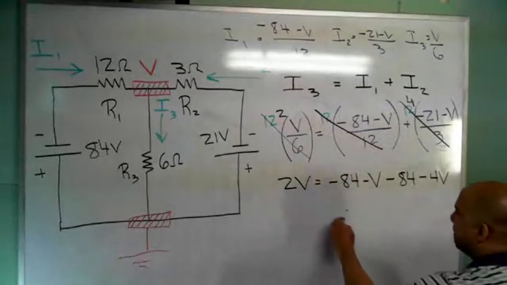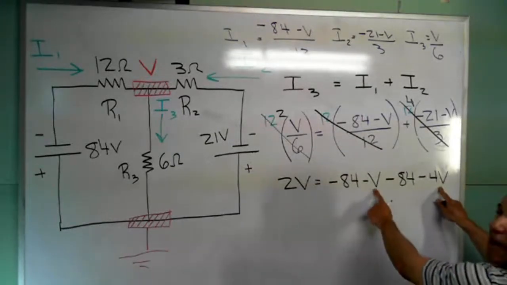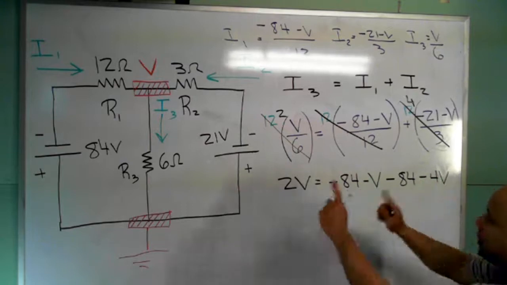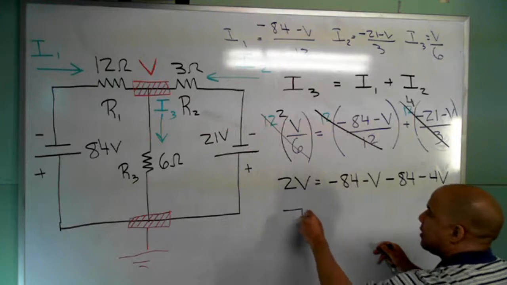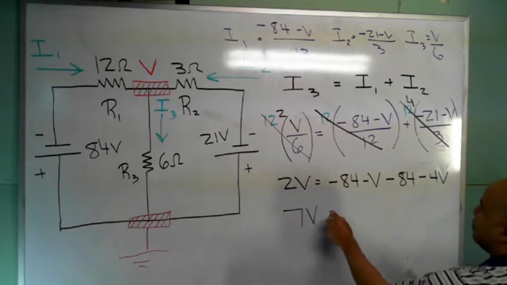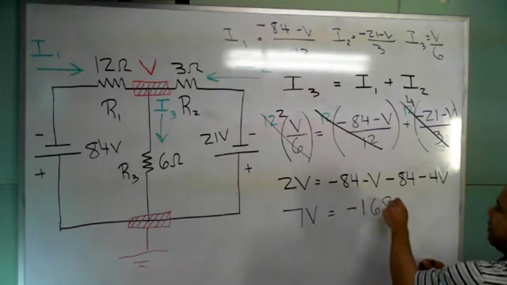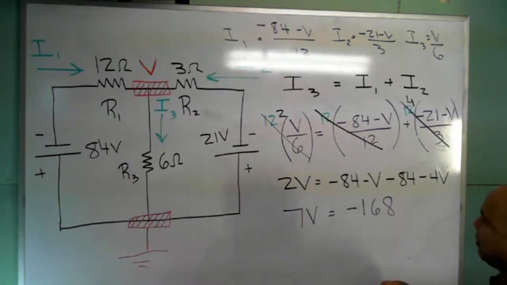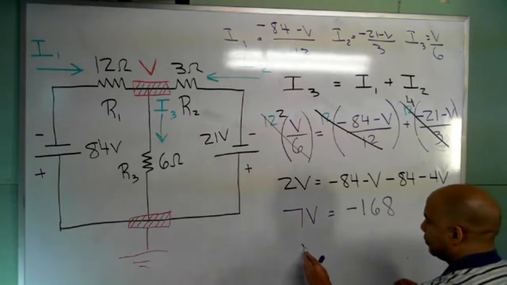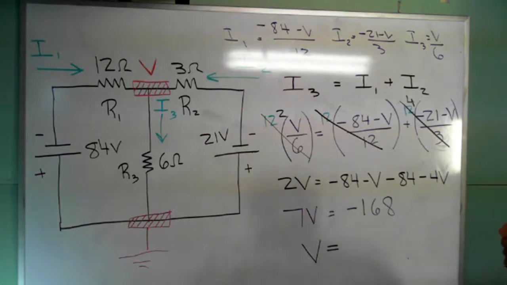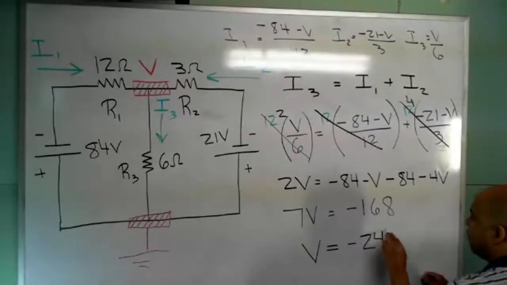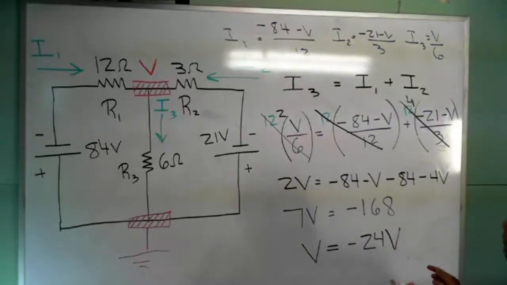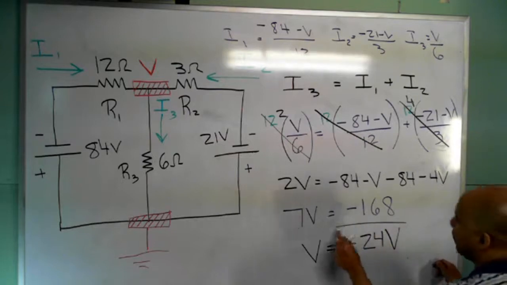I get 2V. Now I got a negative 5V right here. If I move it to the other side, that'll be a positive 5V. That'll give me 7V on the left equal to minus 168. So one of you guys solve this for me. Tell me what V is equal to. Let me know when you got a value. Negative 24, somebody said, negative 24 volts. So now we got a value for V. We know V is negative 24 volts.